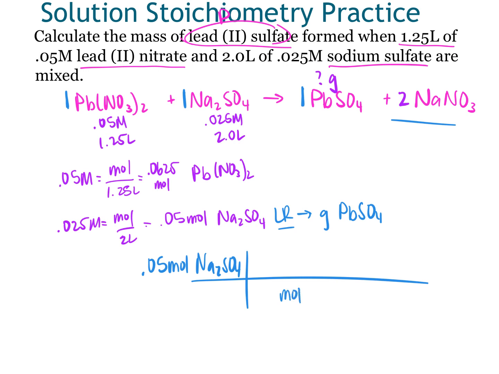We're going to go mole to mole, and then moles of lead sulfate to grams of lead sulfate. Okay, so this middle step's my mole ratio step. We know it's 1 to 1. And so I need the mass of lead sulfate.